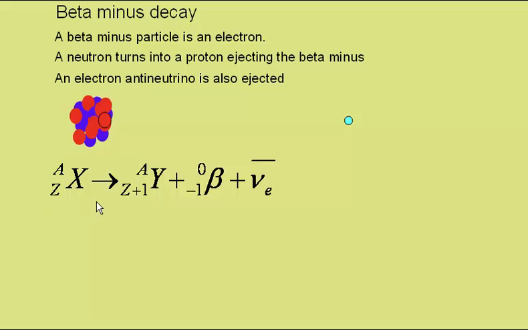To make the numbers either side balance, here we have Z is equal to Z plus 1 minus 1. So the beta minus has to have a proton number of minus 1. A is equal to A plus 0. Therefore it has a nucleon number of 0. This symbol here represents a neutrino. The subscript lowercase e tells us it's an electron neutrino. There are other types of neutrino. And the bar across the top tells us it's an anti-neutrino. It's antimatter.